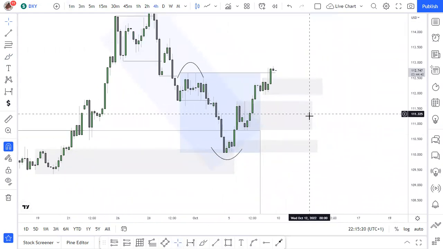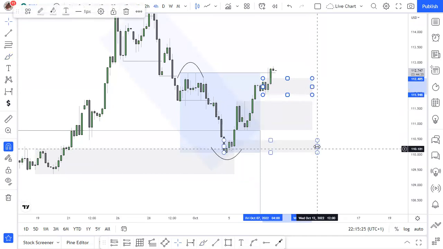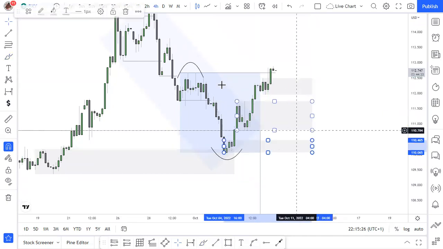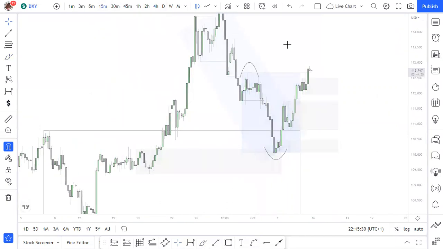So going over to Euro USD, I don't really want to look at the 15-minute time frame, but let me just do it.